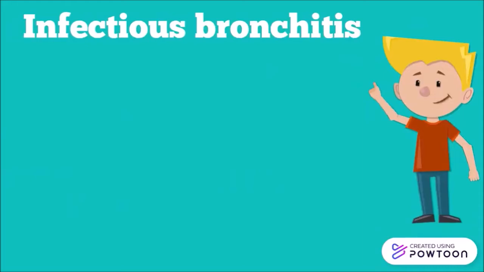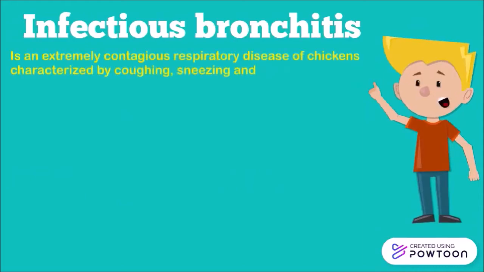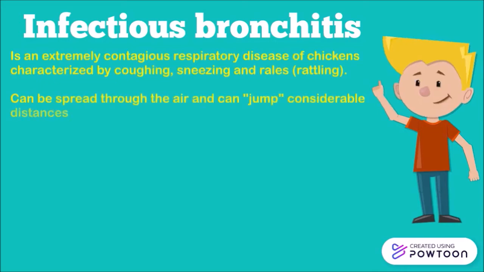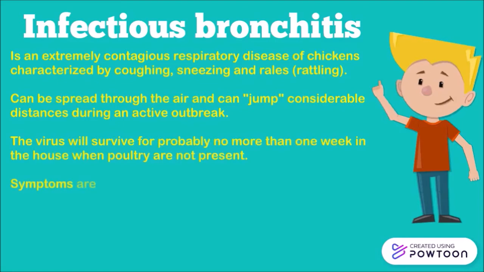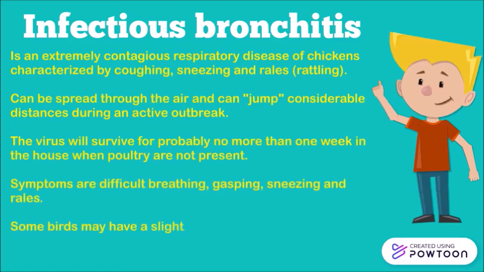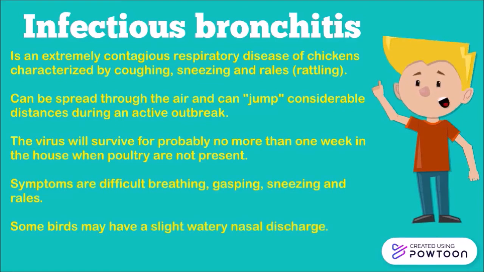Next up is infectious bronchitis. It's an extremely contagious respiratory disease of chickens characterized by coughing, sneezing, and rales, also known as rattling. It can be spread through the air and can jump considerable distances during an active outbreak. The virus will survive for probably no more than 1 week in the house when poultry are not present. Symptoms include difficulty breathing, gasping, sneezing, and rales. Some birds may have a slight watery nasal discharge.